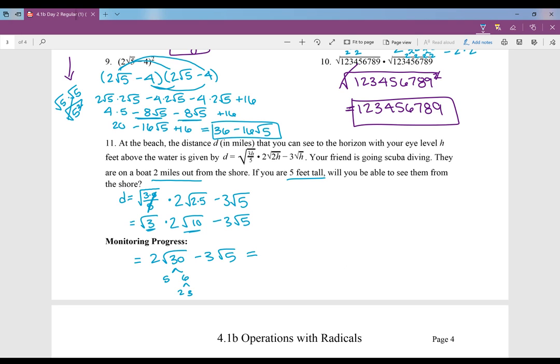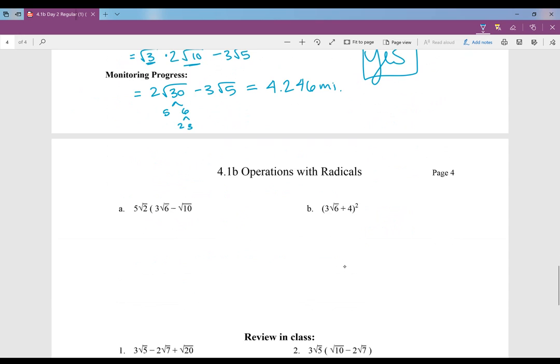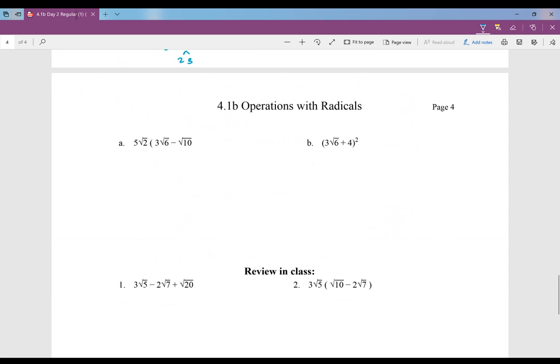So now, to see how many miles we can see, we're just going to type this into the calculator. Let's see, 2 root 30 minus 3 root 5. So if you type that in, you get 4.246 miles. So that means yes, since your friend is only 2 miles away, you will be able to see them.